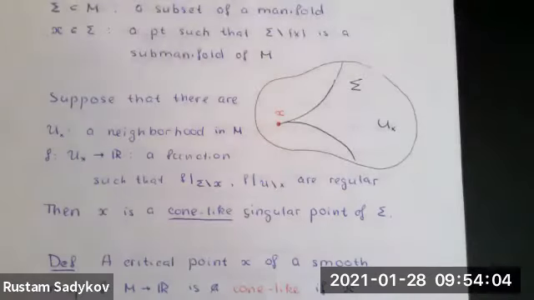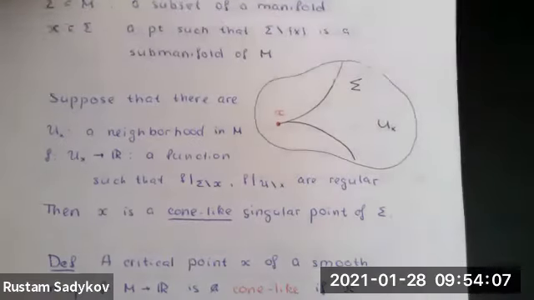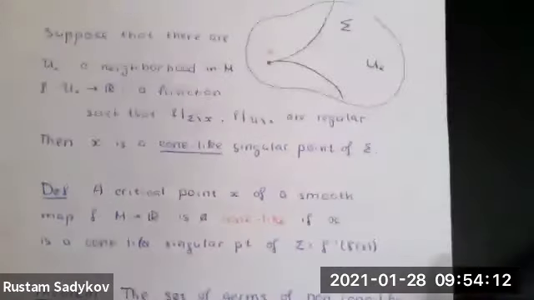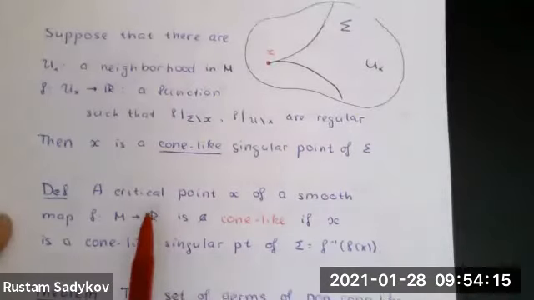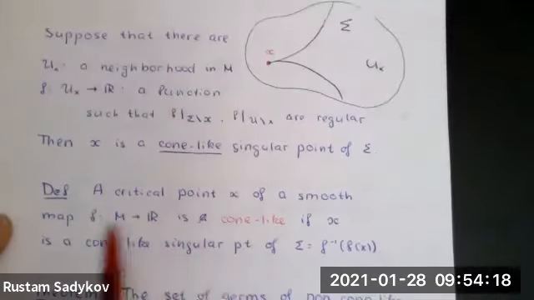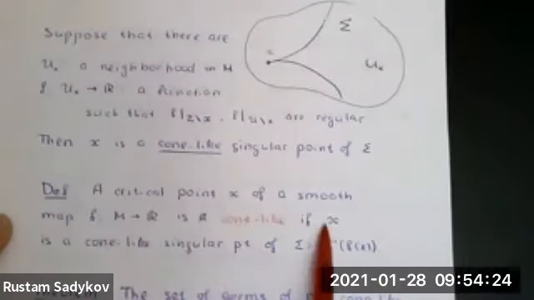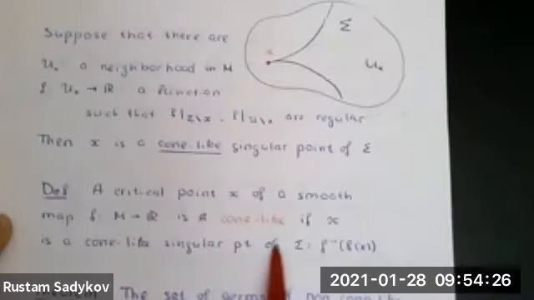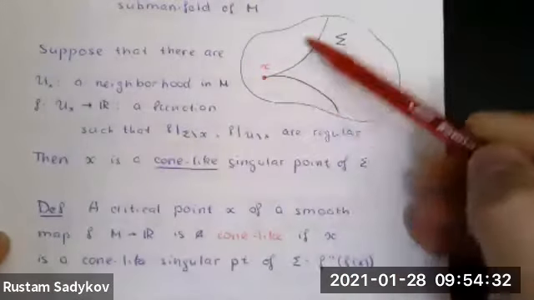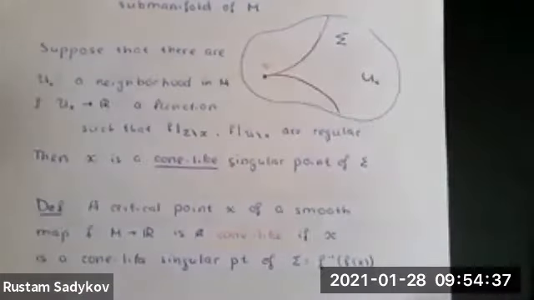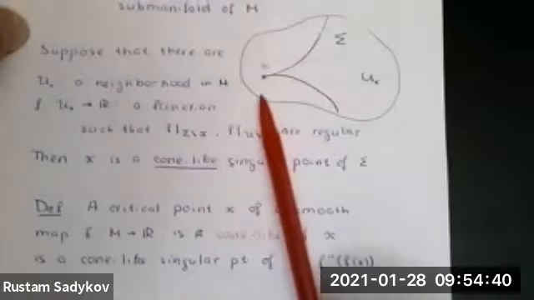The reason why we want to consider these cone-like singularities, first of all, let me define what it means that a critical point of a smooth map is cone-like. A critical point x of a smooth map is cone-like if x is a cone-like singular point of the critical level of the point x. So suppose that x is a critical point, you look at the critical level, and suppose that x is a cone-like singularity of this critical level. Then we say that x is a cone-like critical point of the function f.